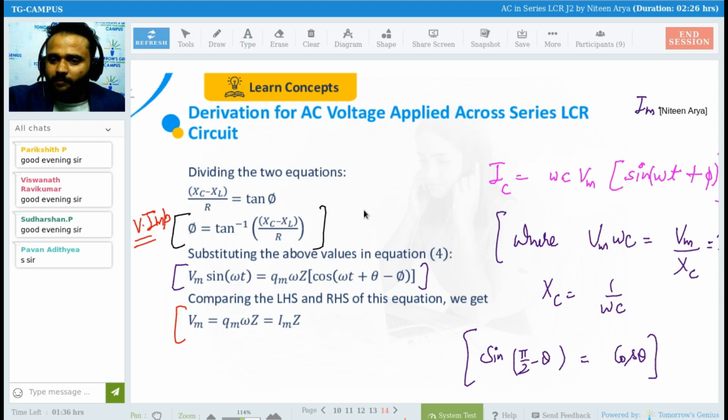How can we find it? Im is ω into Qm, because ω is 2π/T, or even if you write 2πf, f is 1/T. Is this clear, everyone? So how can we get this?